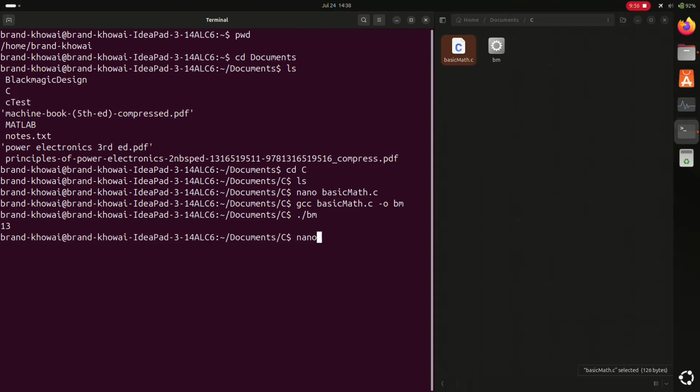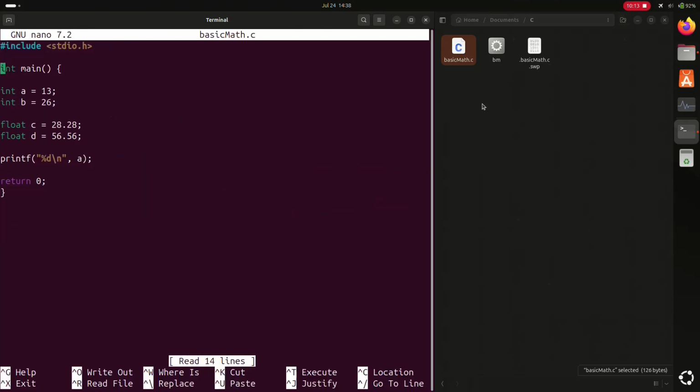And what do we have to write? nano, space, the name of the C program file that we've just created. What is this? basicmath.c. Here I can find my code. Right now I am printing out just a number. What if I want to print the summation of both the integers a and b? Let's see how to do this.